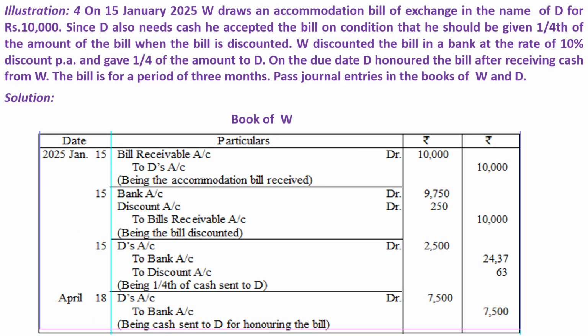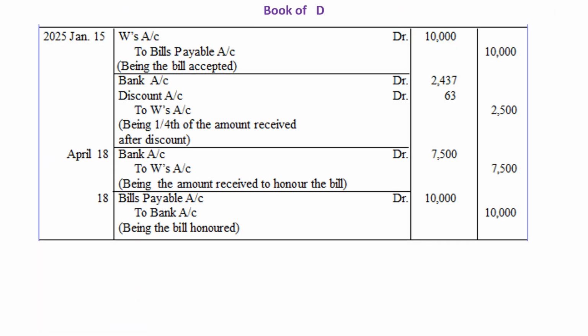Illustration 4. On the 15th of January 2025, W draws an accommodation bill of exchange in the name of D for 10,000 rupees. Since D also needs cash, he accepted the bill on condition that he should be given 1/4 of the amount of the bill when the bill is discounted. W discounted the bill in a bank at the rate of 10% discount P.A. and gave 1/4 of the amount to D. On the due date, D honored the bill after receiving cash from W. The bill is for a period of 3 months. Pass journal entries in the books of W and D. Solution. The journal entries are presented here.